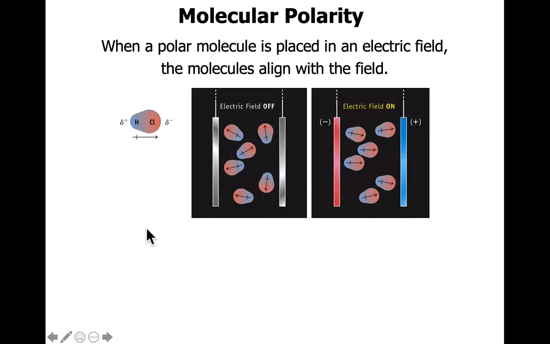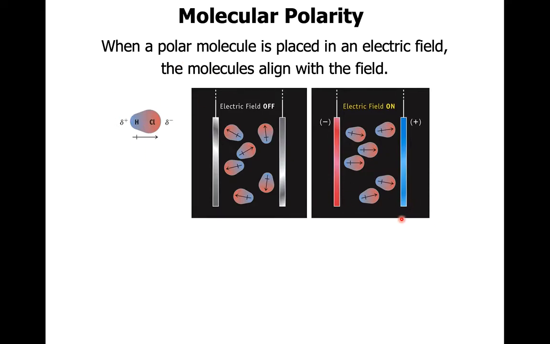All right, we're going to talk about molecular polarity. When a polar molecule is placed in a magnetic field, molecules align with the field. So here we have these electric plates turned off. Here on the right-hand side, we have one positively charged, one negatively charged plate, and the negative ends of the molecule align with the positively charged plate, and the positively charged ends of the molecule align with the negatively charged plate. So a molecule like HCl will arrange in this way.